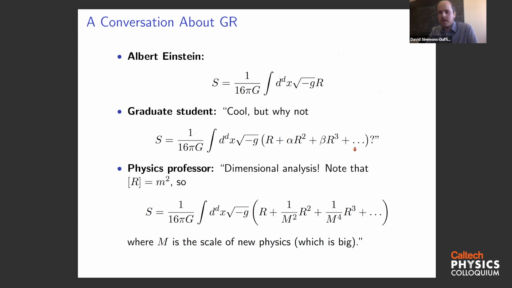Maybe the simplest initial answer to this question is dimensional analysis. And this is the answer I got from my physics professor when I asked this question in my first GR class. We observed that the dimensions of the scalar curvature are like mass squared. So in order to write down this expression, these coefficients, alpha and beta, have to have the right dimensions. We need a 1 over capital M squared and a 1 over capital M to the 4th in front of these terms. And it's natural, according to effective field theory lore, to say that this capital M should be the scale of new physics, some scale that's above the scales we're including in our effective field theory. That scale is big, and therefore these terms are small.